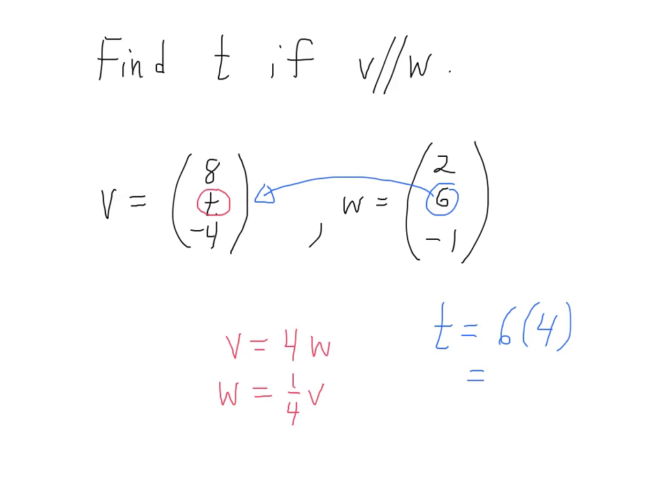Again, you're just using common sense. Look at the pattern. So t would have to be 24 for this scalar relationship to remain intact. So you can say the scalar is either 4 if you go in that direction, or a quarter, depending on which way you want to go.